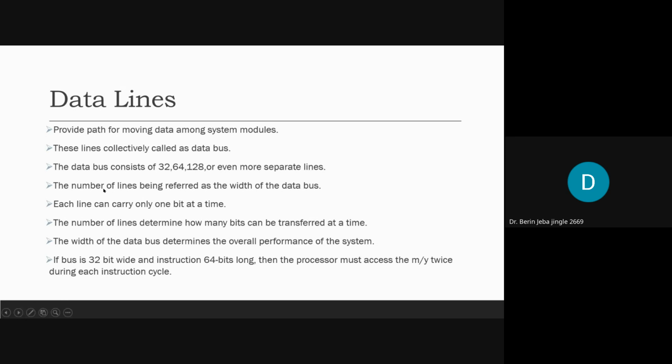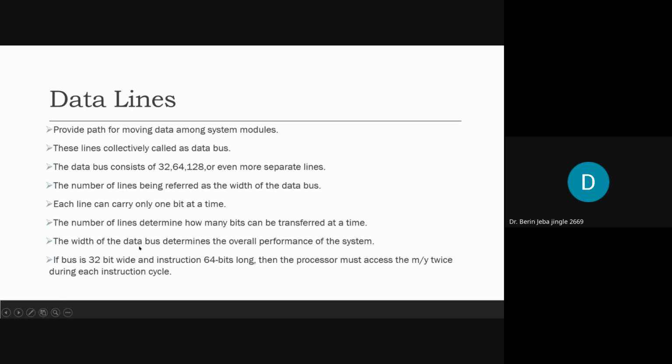The number of lines is referred to as the width of the data bus. This 32 width, 64 width, 128 width, we call the number of lines the width of the data bus. Each line can carry only 1 bit at a time, either 0 or 1. I have already mentioned this in the morning class. The number of lines determines how many bits can be transferred at a time. If it has 32 lines, at a time it can transfer 32 bits, 64 bits, or 128 bits.